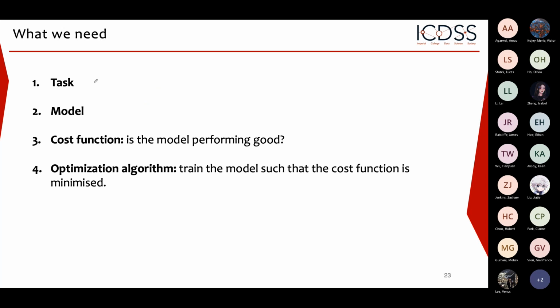So we have the task, predicting if the engine is going to work. We have a model that is just a linear regression with a function applied on top. And now we need to find the cost function. So is our model performing good? Is our model not performing good?